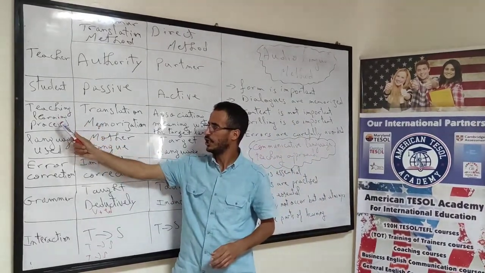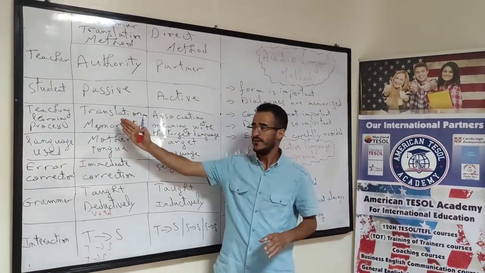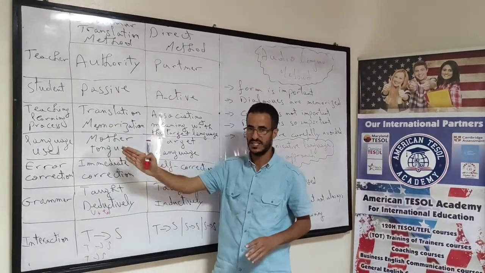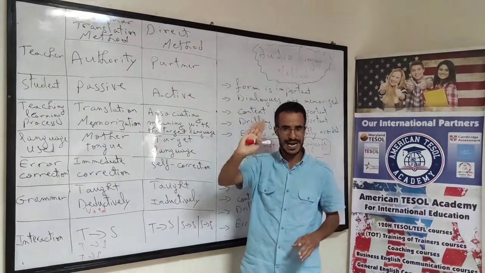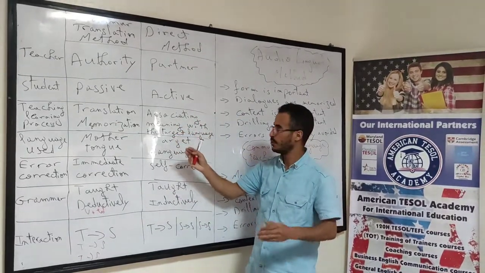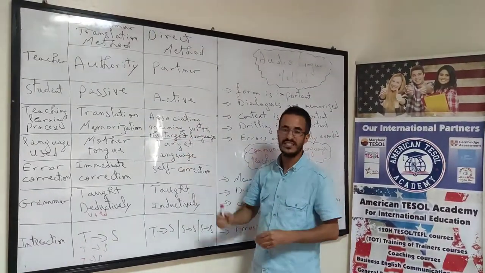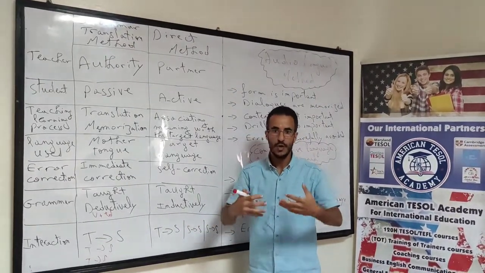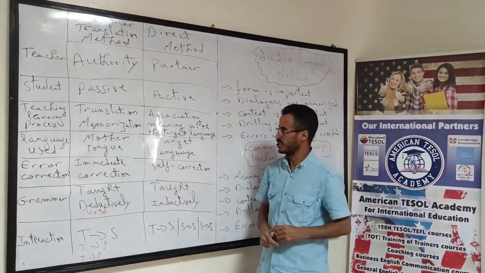Concerning the teaching learning process, as we said, for grammar translation it is through translation and memorization. Direct method, no, come on. Students can learn when we associate meaning with the target language. So there must be a context when we teach a certain structure.